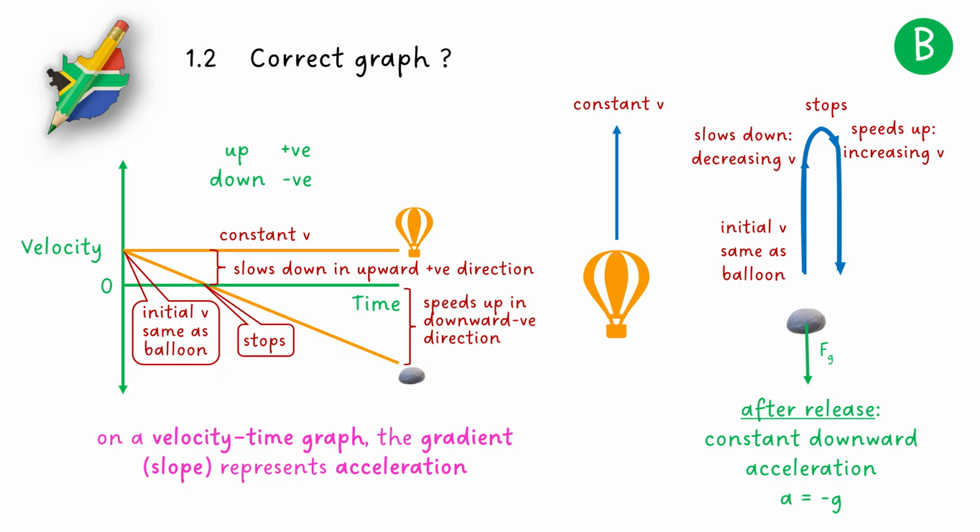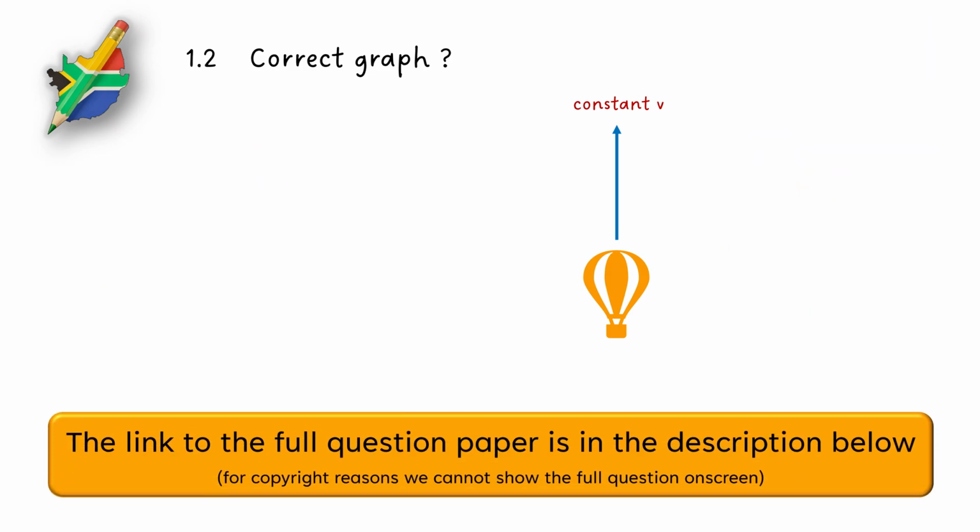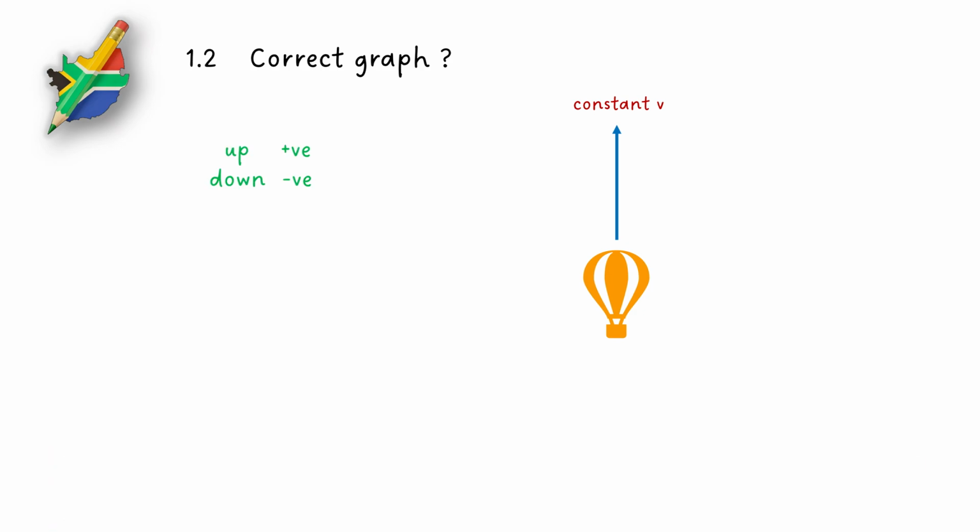Question 1.2 asks for the correct graph showing how the balloon and stone move. We are told the motion of the balloon is upwards and that its velocity is constant. Let's say the upwards direction is positive and downwards is negative. The stone that is released is initially moving with the balloon.